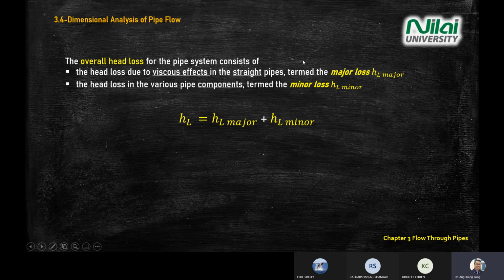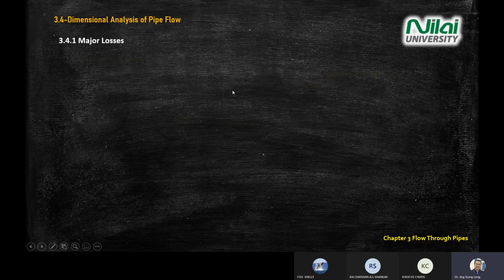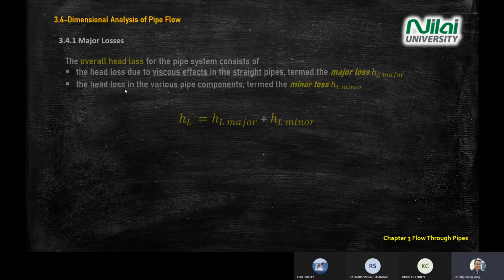Some questions will ask you to ignore minor loss. So make sure you know how to differentiate between major and minor. Major is on the fluid itself. However, for minor loss, you have a T junction, the elbow, and all this. Then you need to calculate for minor loss. Okay, so let's see. We look at major loss first.